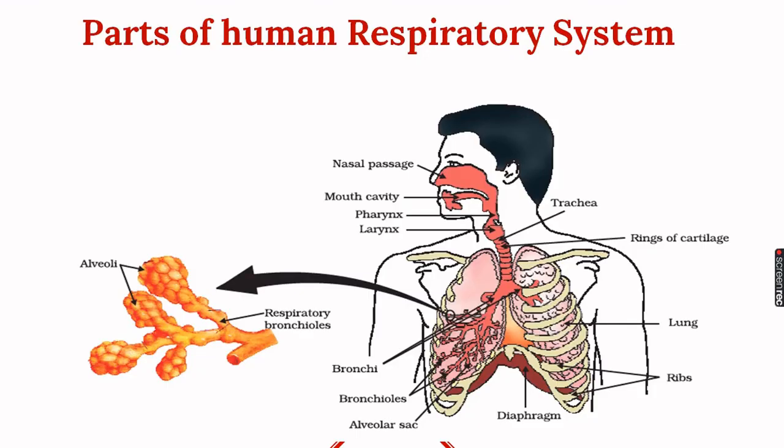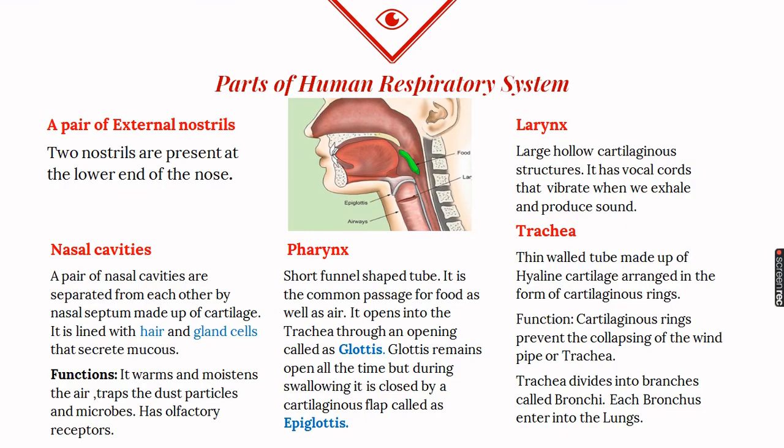This figure shows the parts of the human respiratory system that we are going to study in detail. Now the first part of human respiratory system is a pair of external nostrils. These are just the openings which are present at the lower end of the nose, and these openings open into a cavity which is called as nasal cavity. So two nostrils open into two nasal cavities. These two cavities are separated from each other with the help of nasal septum, which is made up of cartilage.